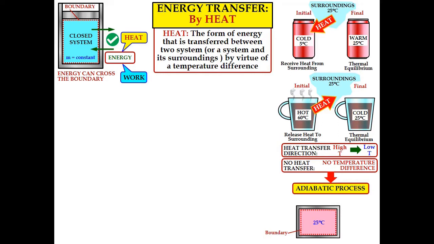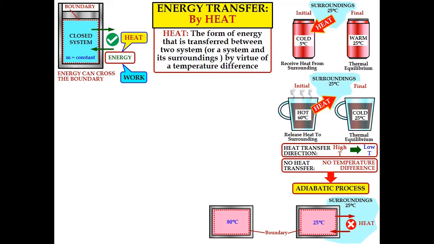For example, we have a rigid tank, and the fluid inside the rigid tank is at 25 degrees Celsius, which is equal to the temperature of the surrounding. So for this condition, no heat transfer occurs. This case is considered an adiabatic process.